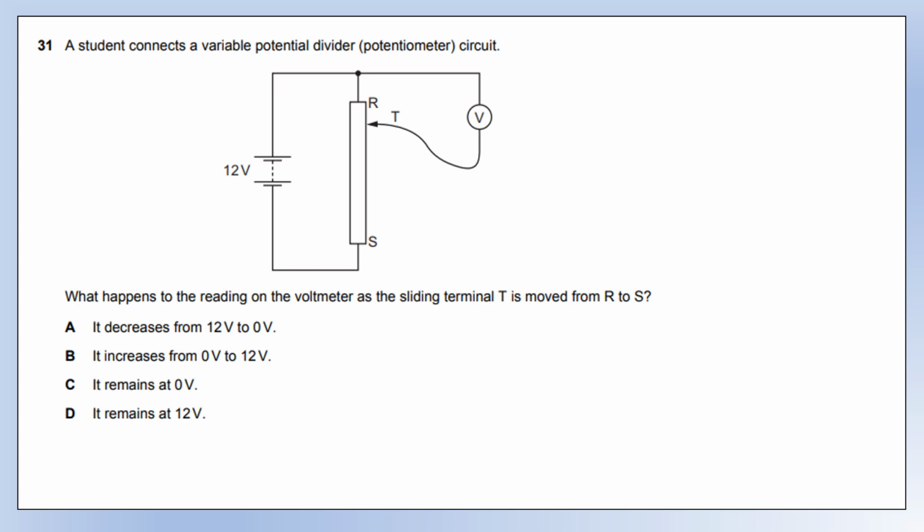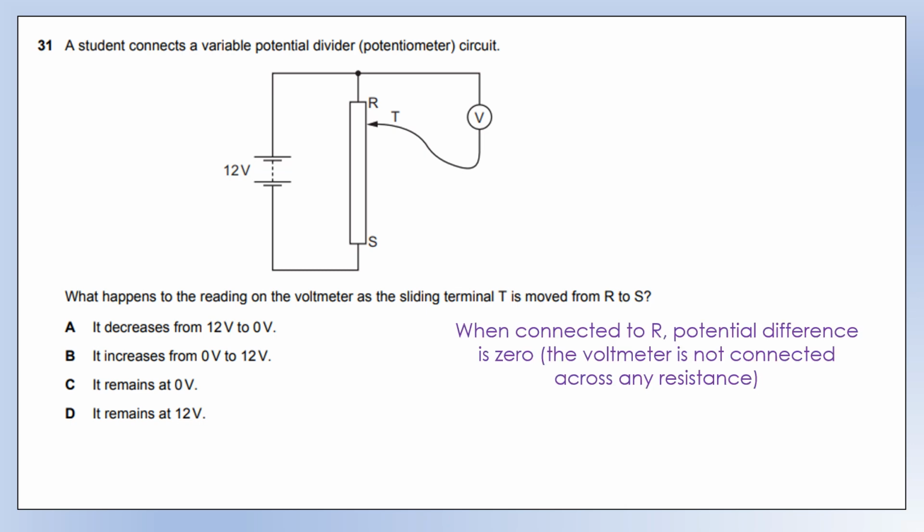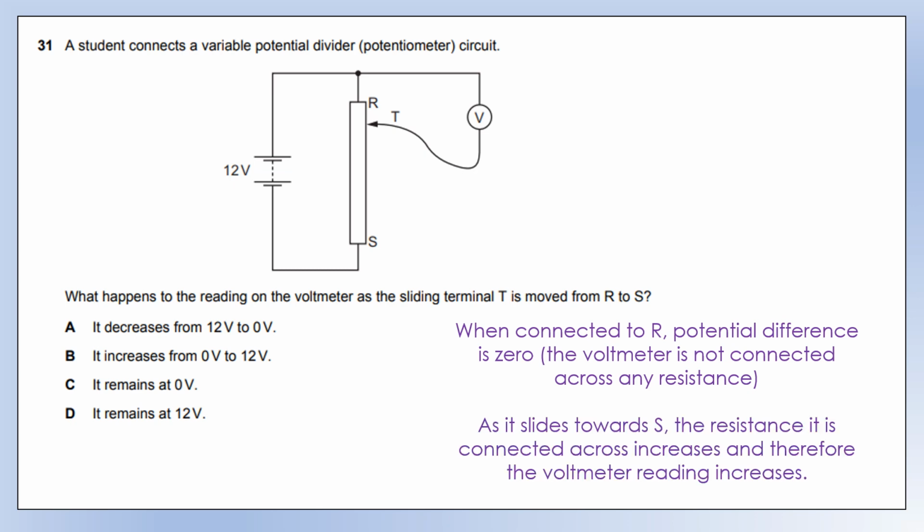Okay, so when it's connected to R, the potential difference reads 0 because it's not connected across any resistance. And if you're not connected across any resistance, there's no change in energy between the two connections, so you measure nothing. But as you slide towards S, the resistance it's connected across increases, so more energy is removed from each charge between the 2 points, and therefore you get a bigger reading. So it's going to go from 0 to 12.